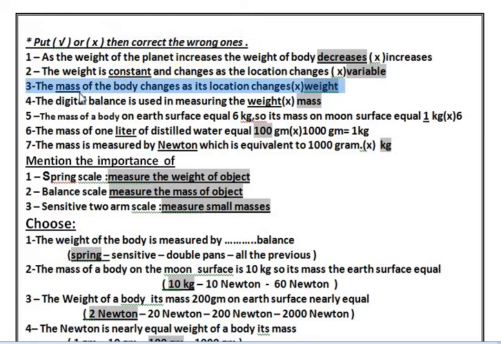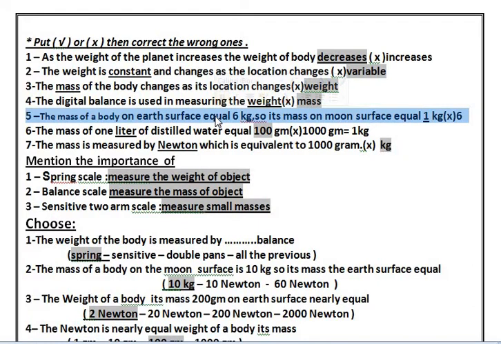Number three, the mass of a body change as its location changes. No, the weight of the body change as the location changes. And الماس هنا constant not variable. The weight هو اللي بيتغير. 4. The digital balance is used in measuring the weight. No, this is the digital balance measuring the mass.